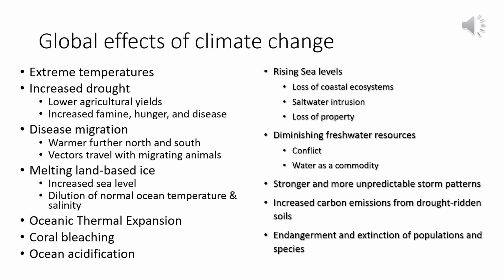You also have ocean acidification, those rising sea levels associated with loss of coastal ecosystems, saltwater intrusion to groundwater, and loss of property. Diminishing freshwater resources lead to conflict and the idea that water is a commodity, which can cause water scarcity in an area where those who can afford water have access to it. Those that don't, can't. You have stronger and more unpredictable storm patterns, increased carbon emissions coming from drought soils, and the endangerment and extinction of populations and species.